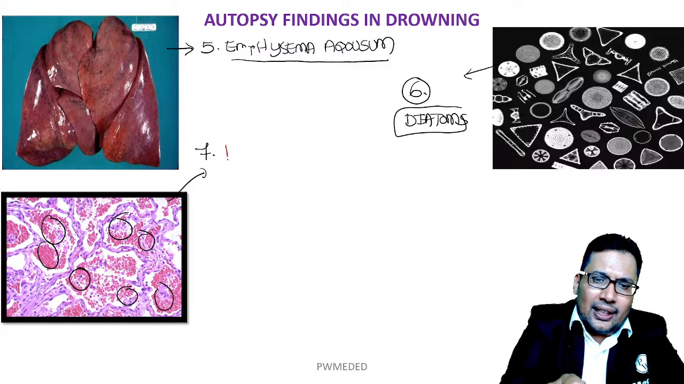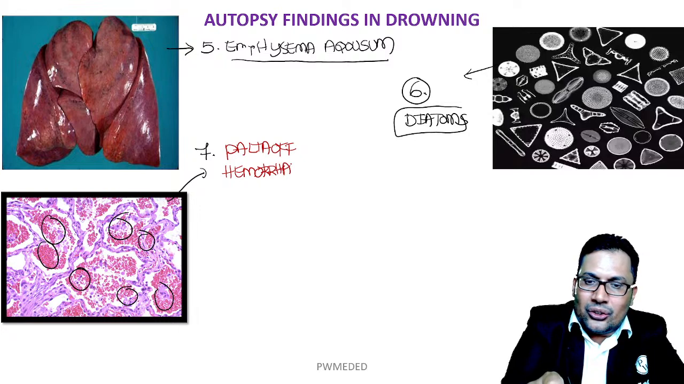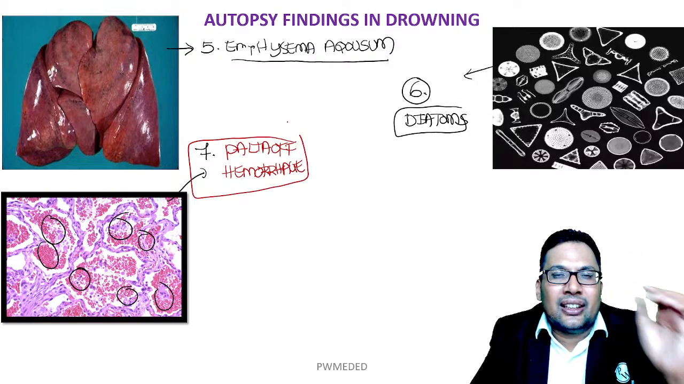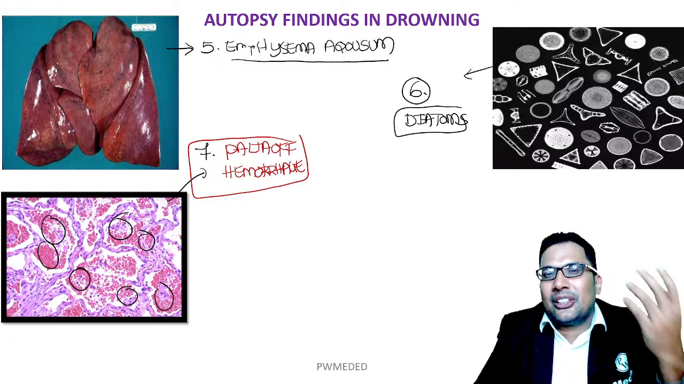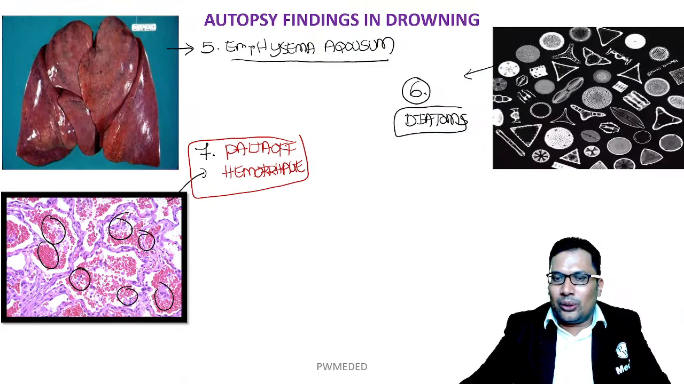This is known as Paltauf's hemorrhages. Again, remember, it is a non-specific finding. It can be seen in pneumonia and in some other conditions also. Last finding. So this is about the findings.